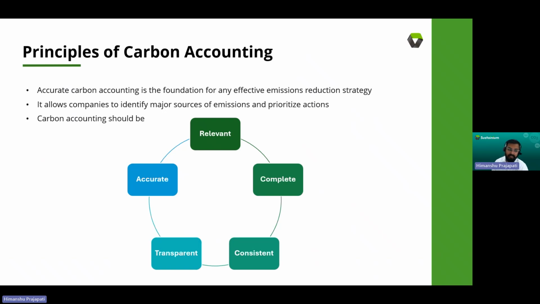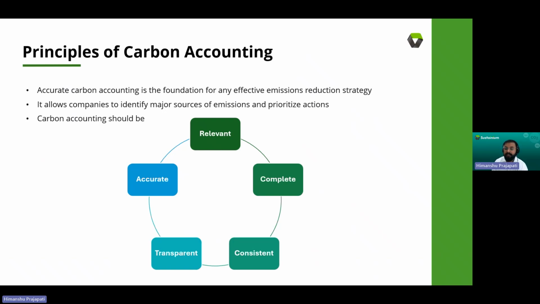Next is consistency. Of course, sometimes you change the methodology from the previous year to this year because of the understanding of your company's organizational boundary, or because the methodology calculation changes, and that is why it's very important to have consistent methodologies of calculation to build trust. This also means using the right emission factors. This also means using the right methodologies and adherence to international standards.